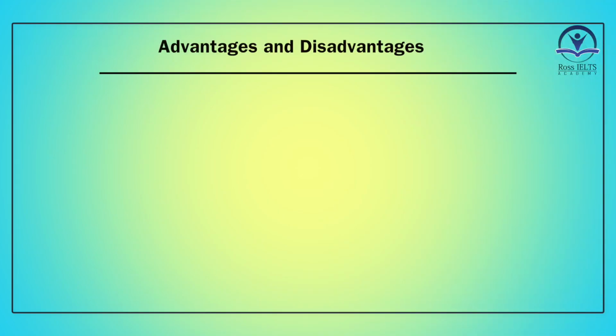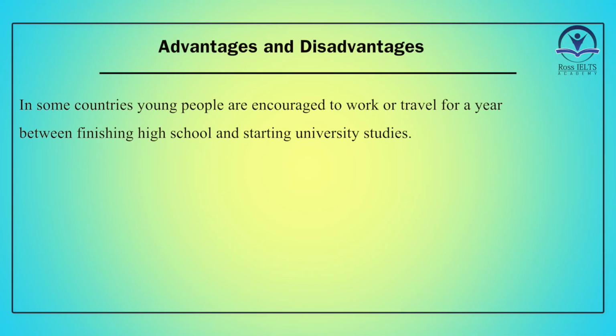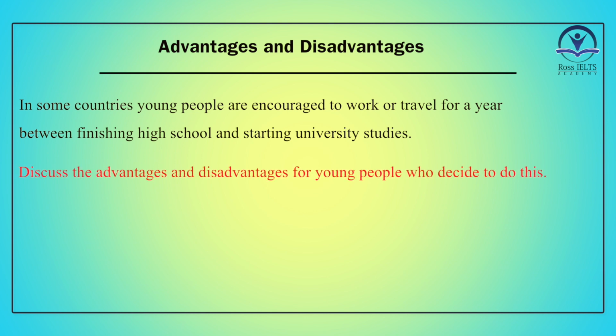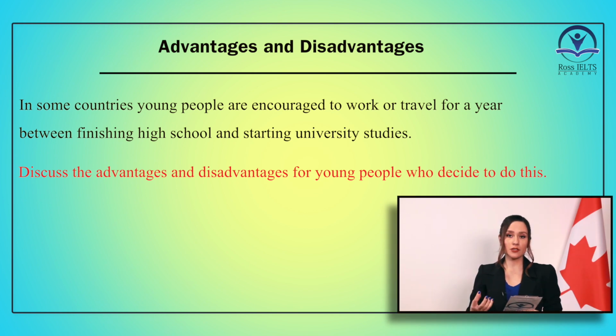Here in the topic statement, it says, in some countries, young people are encouraged to work or travel for a year between finishing high school and starting university studies. Discuss the advantages and disadvantages for young people who decide to do this. As you see, in the topic statement, we have something to talk about, we have an issue, and then in the question, we are asked to discuss the advantages of this and also the disadvantages. And at the end, we are not asked to talk about our own idea. We should be careful with that.